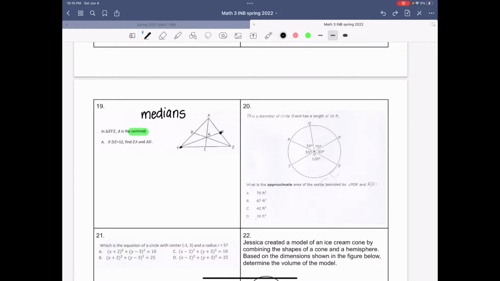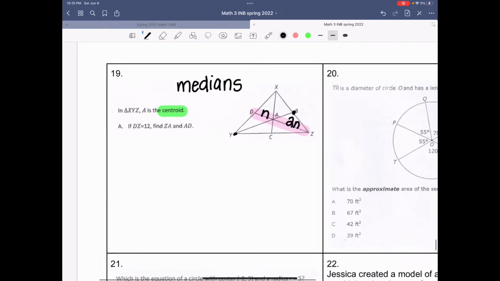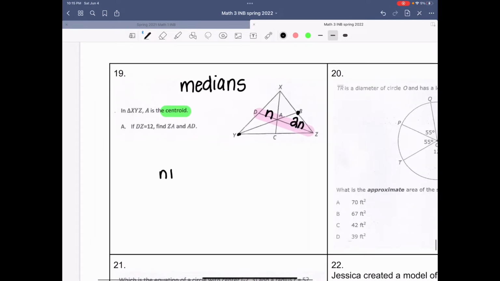So basically, in this particular example, they tell us that DZ is 12. So I'm going to set up an equation. Let's say that this is n and this is 2n. So I know that n plus 2n equals 12. Well, if I combine like terms, that gives me 3n equals 12. So therefore, n equals 4.